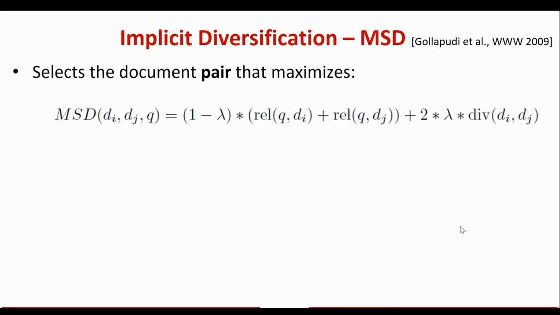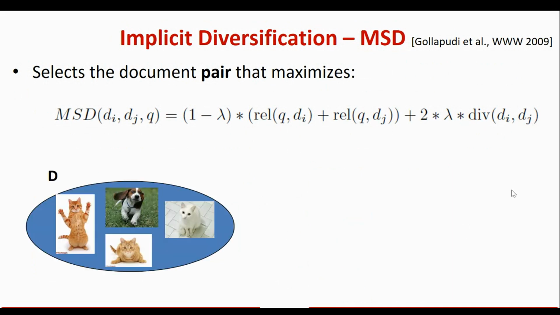MST is a simpler approach in that it chooses the pair that maximizes this formula, that is the total relevance, and the diversity of the pair should be maximized. In this example, for each pair of the images, the formula will be computed, and this pair with the maximum total relevance and also maximum diversity is likely to be selected.